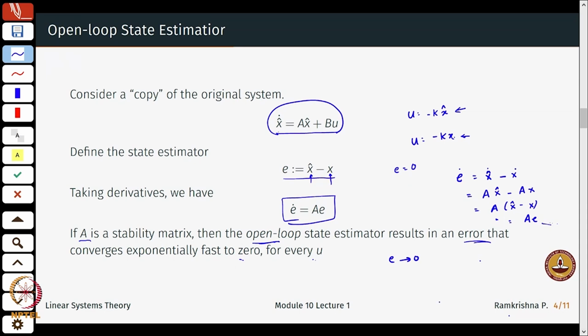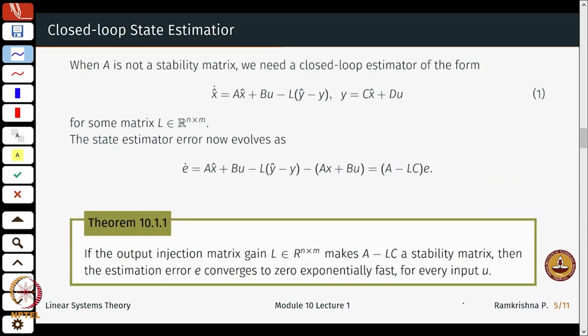I start with a copy of the system, and I see that as long as my system is stable, it results in an error that converges to 0. When the error converges to 0, I know that this estimate of the state converges to the original state, and this is what I want for feedback, right. Okay. So, problems arise when A is not a stability matrix. So, what if A is not a stability matrix?